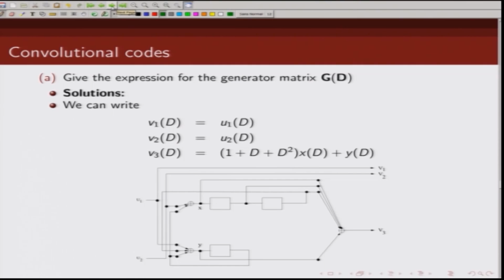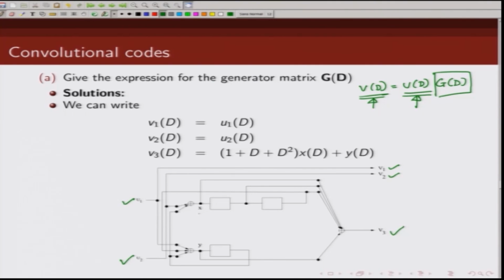So, how do we find the generator matrix? We know this is a relation between the input and the output. How these inputs are getting mapped to the output is governed by this generator matrix. So, we are going to write the output V(D) in terms of the input U(D), and that would give us our generator matrix. So, our objective is to write V1, V2, V3 in terms of U1 and U2.